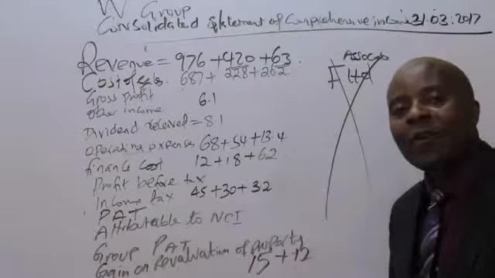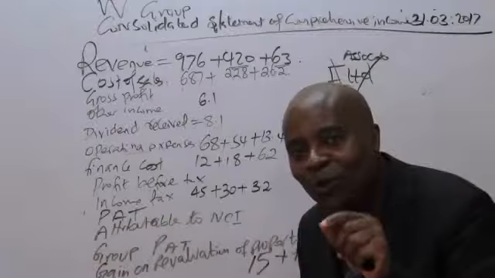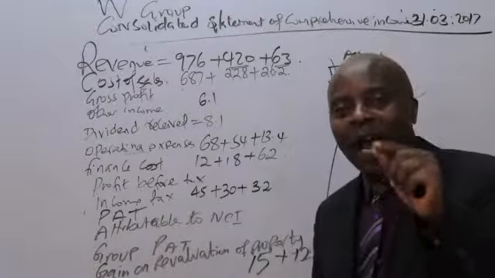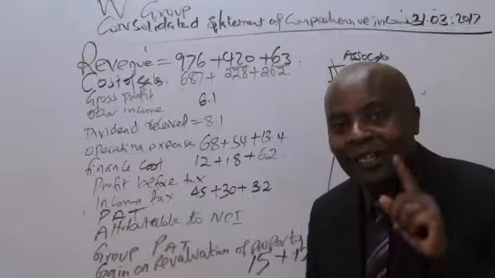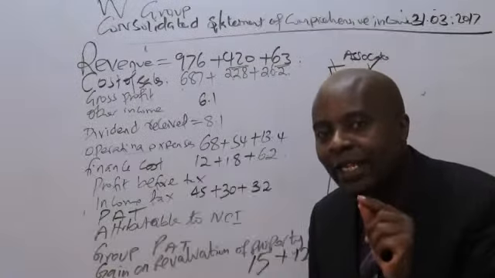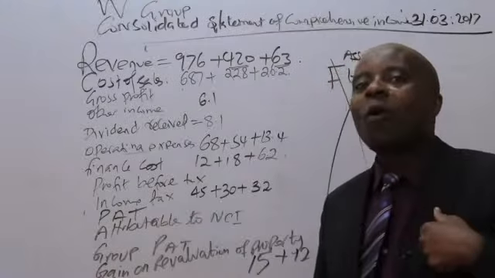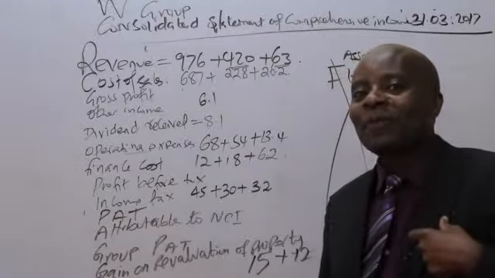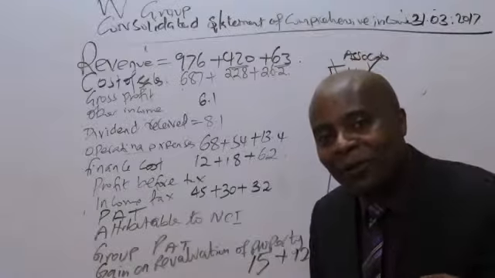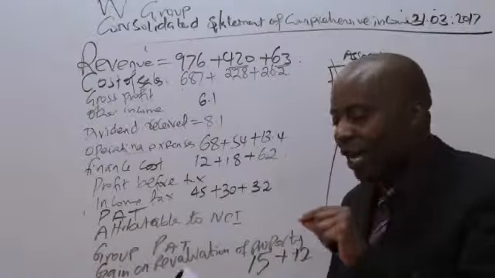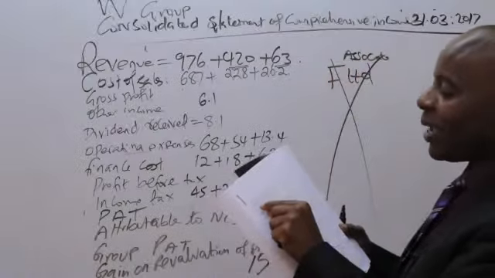Remember, for other comprehensive incomes, we don't use time apportionment. For other comprehensive incomes, these are free marks. We normally take the figures of the subsidiaries and then we multiply them with our shareholding. And that is only applicable to other comprehensive incomes.